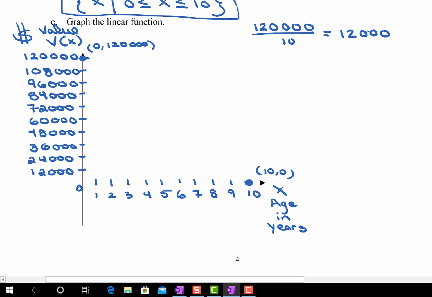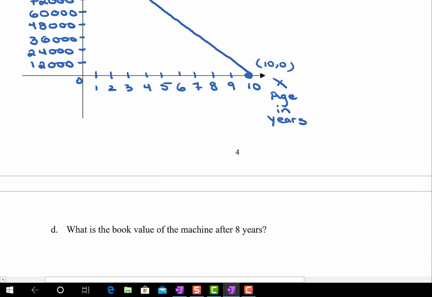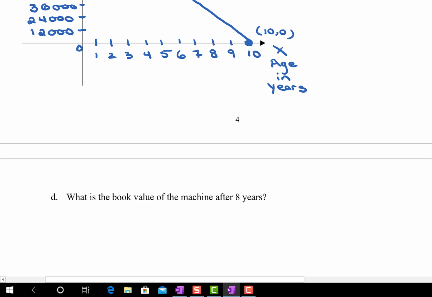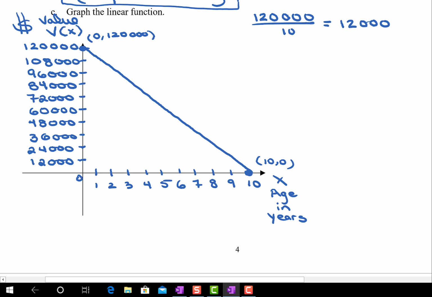At 10 years, the machine's going to be worth nothing. It's going to be worth 0. So all you need to create a line, or a line segment in this case, is 2 points. So we can connect these 2 points, and this represents our linear function. Okay, I think we're ready to go on to the next question here. We got all the graph done. Next question, D. What is the book value of the machine after 8 years? Let's see if we can use our graph to help us do this.